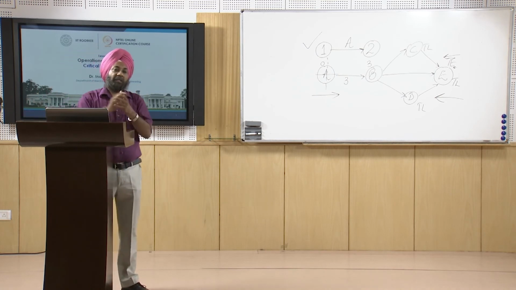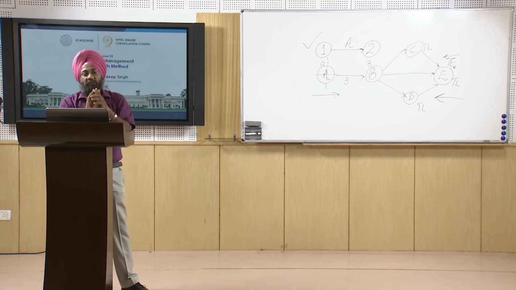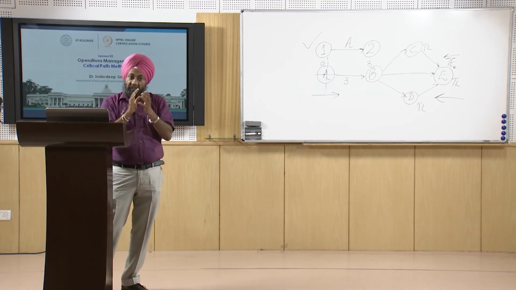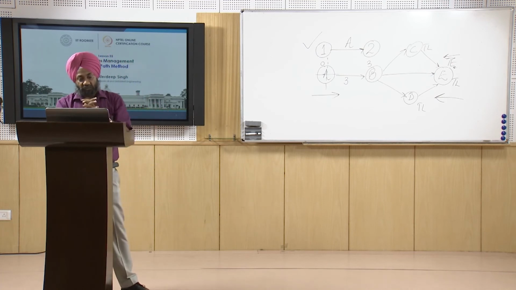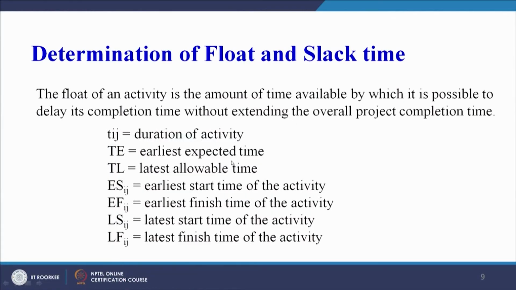So first is the calculation, in general, of the earliest expected time for each event and the latest expected time for each event. Then we do it activity wise, and here we can see what we will calculate. The nomenclature is given here. Tij is the duration of the activity. TE is the earliest expected time that we have calculated while moving from left to right, from the start node to the end node. TL is the latest allowable time that we have calculated by moving from right to left.